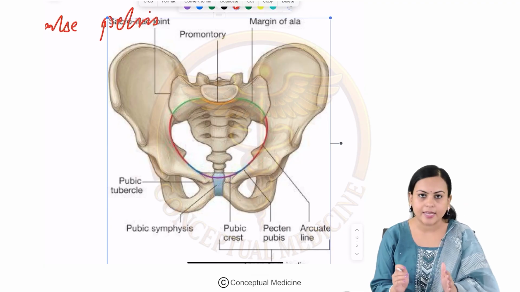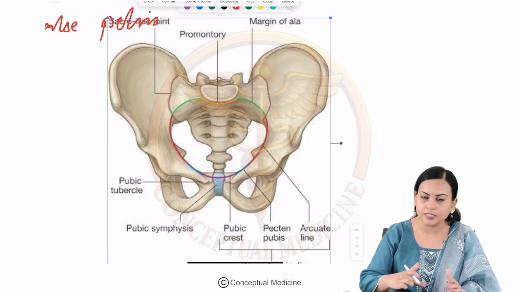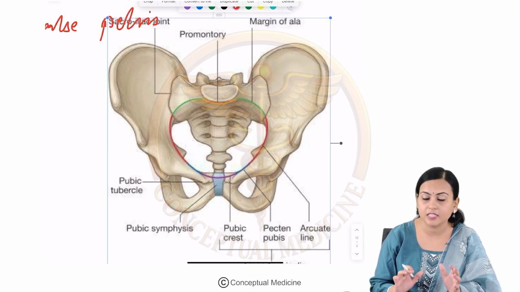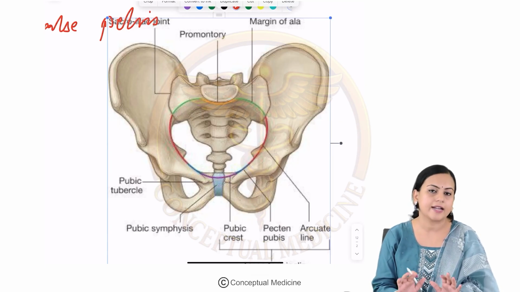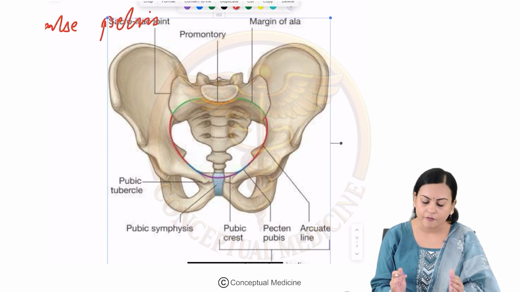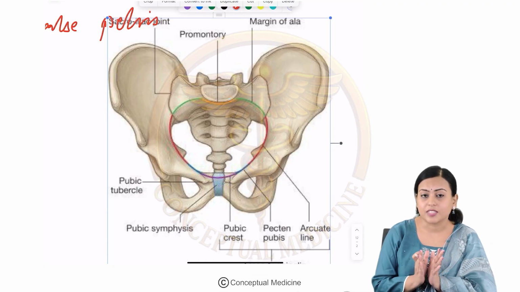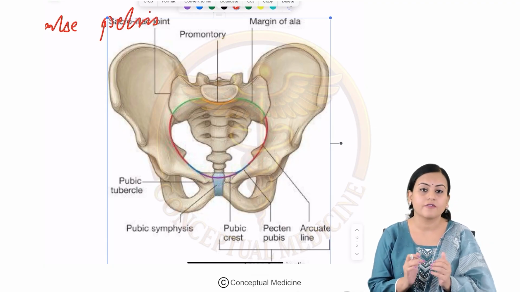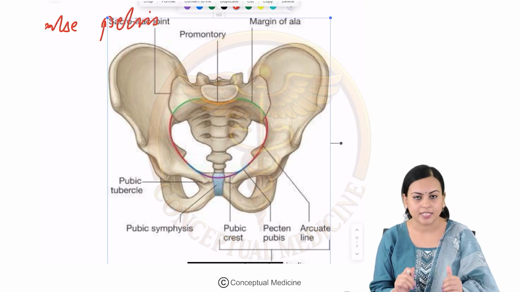So basically the area that is present above this pelvic brim region or the linea terminalis is the false pelvis, and it has no obstetric significance, whereas the region of the pelvis that is present below is called the true pelvis, which has significant obstetric significance.